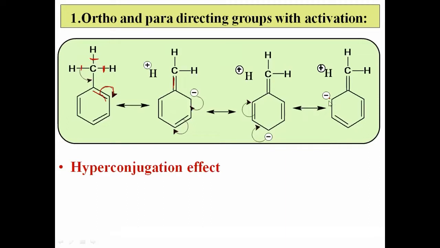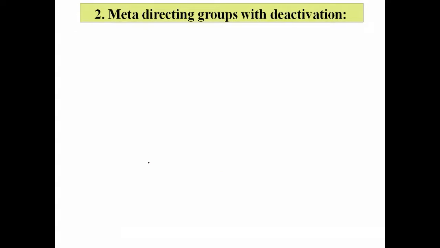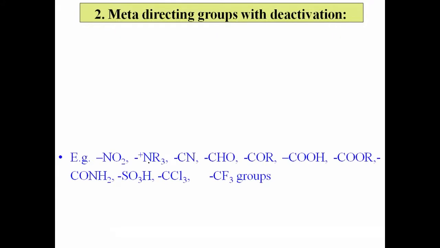Okay, this is just about the orientation as well as activation. Now let us see the explanation about the meta-directing groups with deactivation. What are the examples of these groups? Yes, NO2, then NR3, then CN cyano group, a very important functional group, then CHO, then ketone, carboxylic group, ester, amide, then sulfonic group, CCl3, CF3. These are the atoms or groups which cause attack of the electrophile at the meta position, meaning these groups are meta directing.